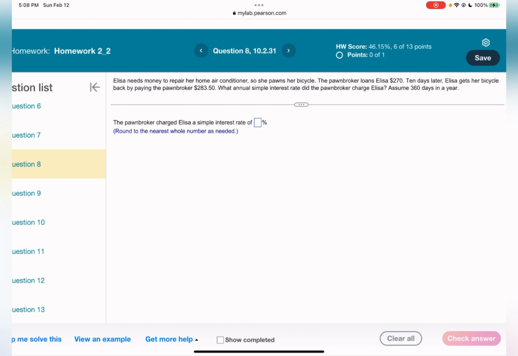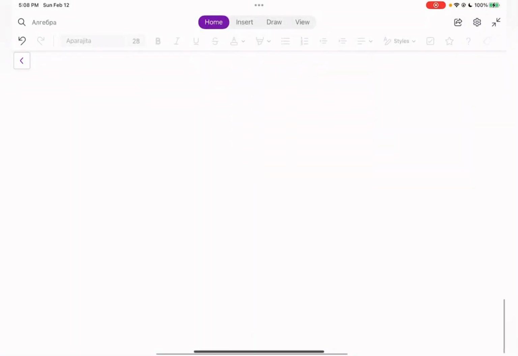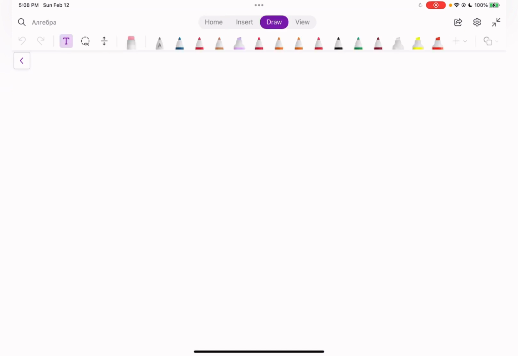So we need to find the annual simple interest, which is R, and we consider 360 days in a year. Okay, let's work on it. So, what do we have? Our principal is $270 borrowed.